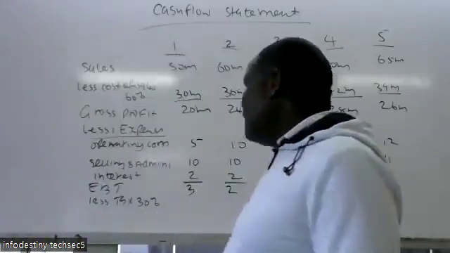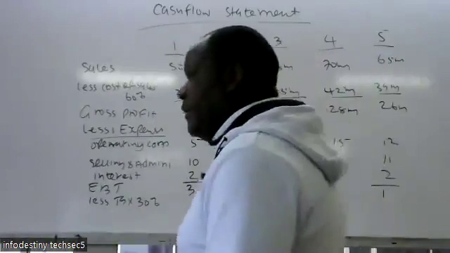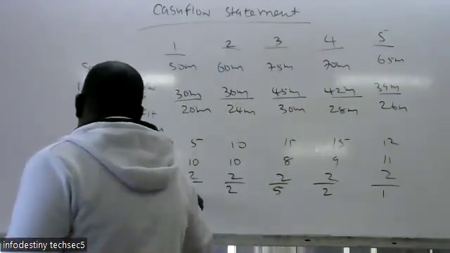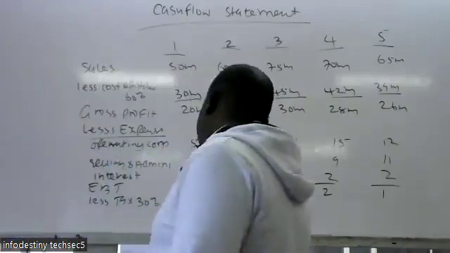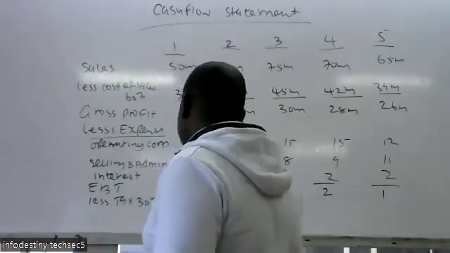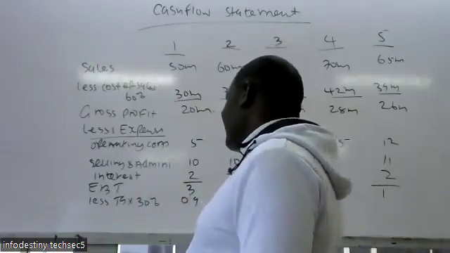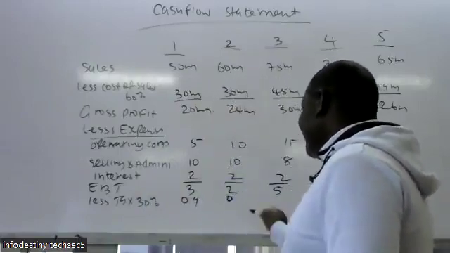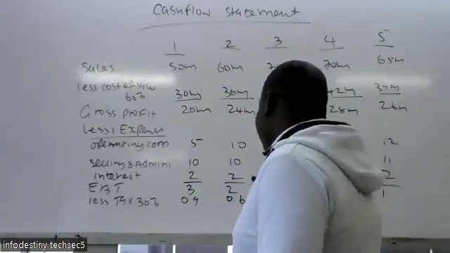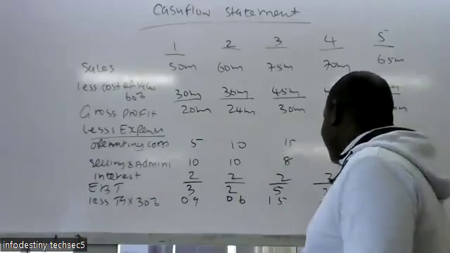30%. So what is 30% of 3? 0.9. 30% of 2 should be 0.6. The next one should be 0.3. Then 0.6.